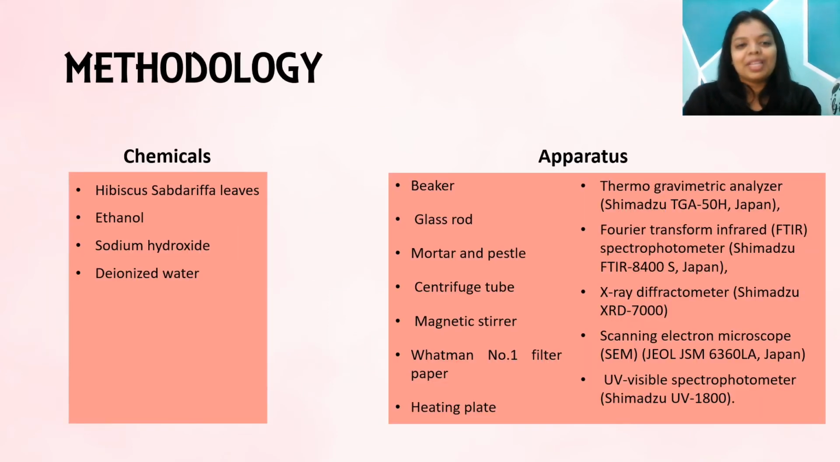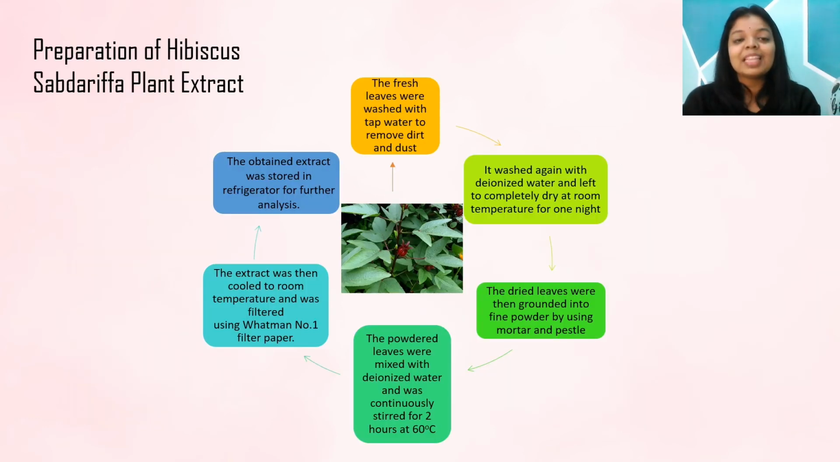Moving on to the methodology, the chemicals involved are Hibiscus sabdariffa leaves, ethanol, sodium hydroxide, and deionized water. Meanwhile, the apparatus are a beaker, a glass rod, mortar and pestle, centrifuge tube, magnetic stirrer, Whatman No. 1 filter paper, and heating plate, and the instruments involved are TGA analyzer, FTIR spectrophotometer, X-ray diffractometer, SEM microscope, and UV-visible spectrophotometer.